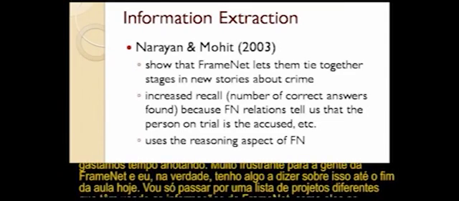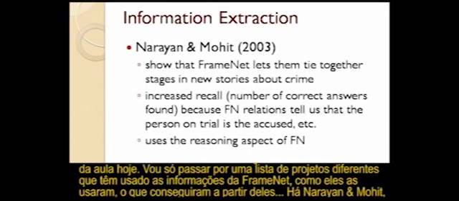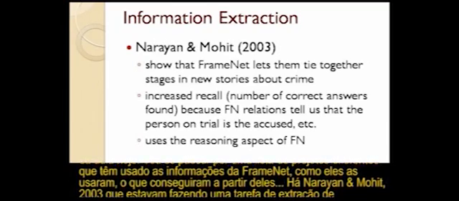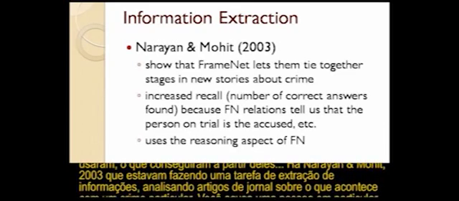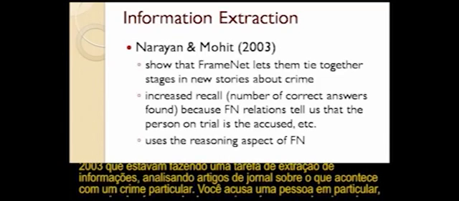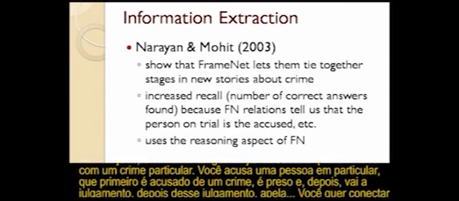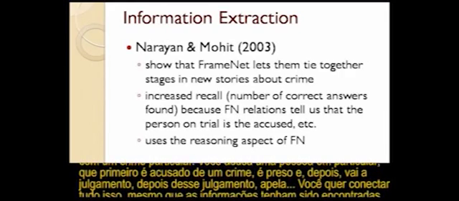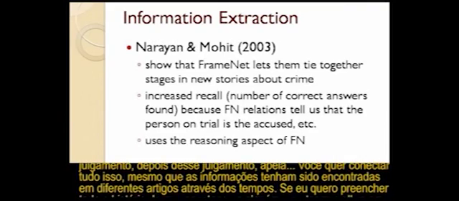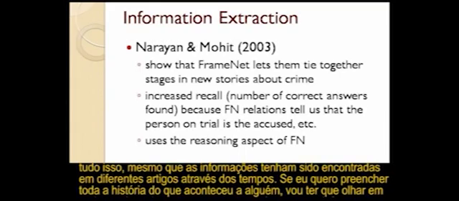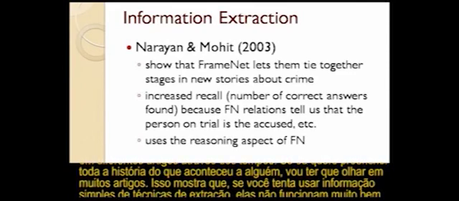So now I'm just going to go through a list of different projects that have used the FrameNet information and how they used it, what they got out of it. There's Narayanan and Mohit, 2003. They were doing an information extraction task where they were looking at newspaper articles about what happened with a particular crime. So they're following a particular person who first is accused of a crime and or arrested, and then they go through a trial, and then perhaps after the trial they end up appealing. And you want to be able to connect that together, even though that information is going to be found in many different newspaper articles over time. Right, so if I want to fill out the full history of what happened to somebody, I'm going to need to look at a lot of articles.